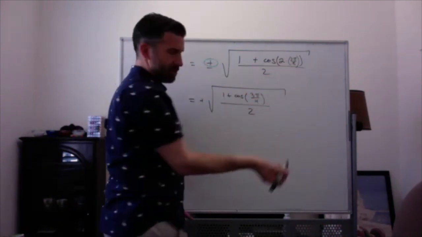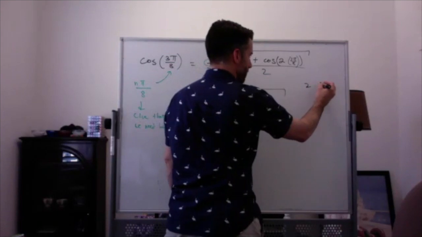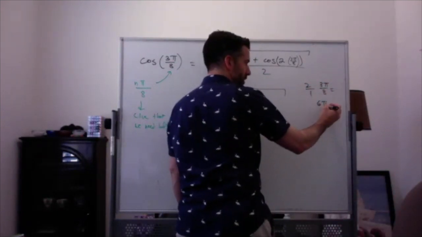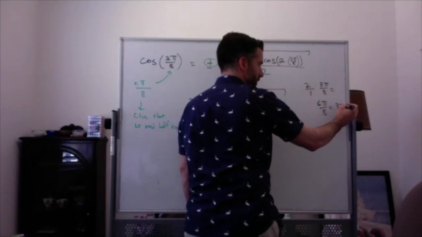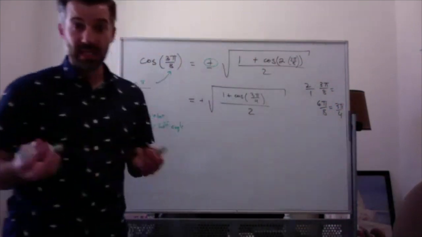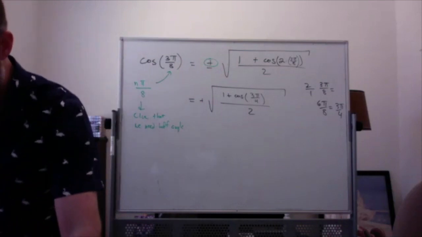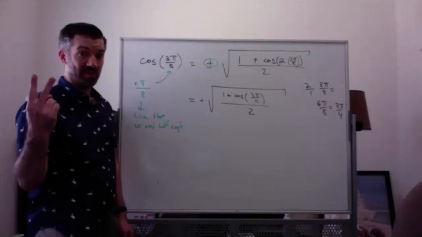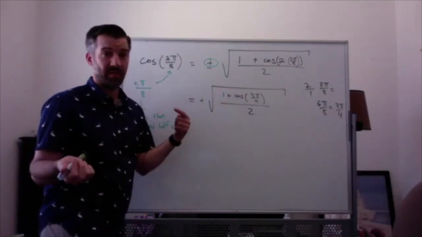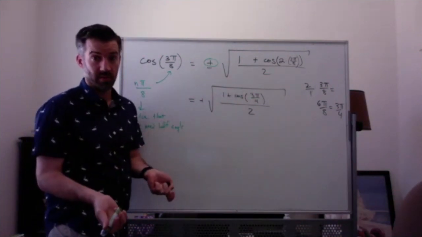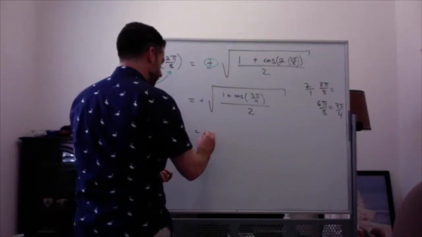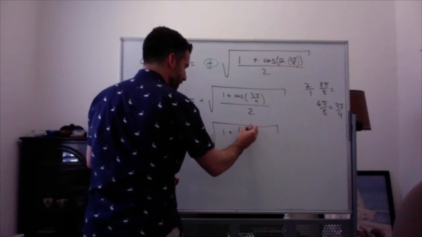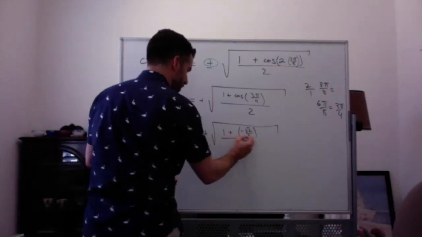You can say 2 times 3 pi over 8, or you can multiply it out and get 6 pi over 8 and then reduce to 3 pi over 4. I don't think you really need to show that work unless you absolutely want to. Okay, 3 pi over 4 is in quadrant 2. So cosine of 3 pi over 4 is going to be negative root 2 over 2. So it's positive square root of 1 plus negative root 2 over 2, all over 2.